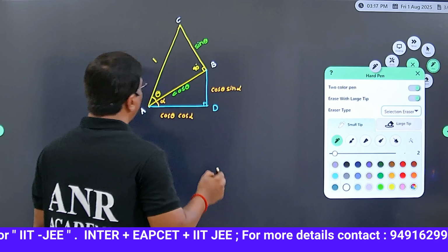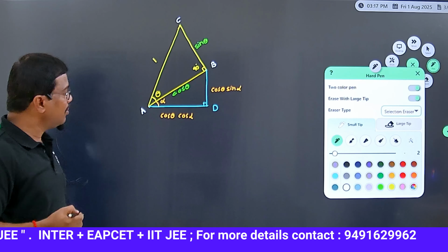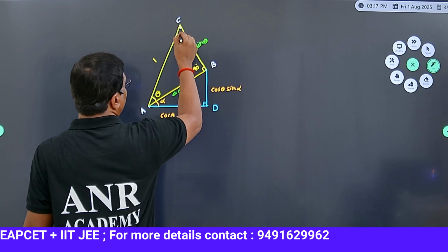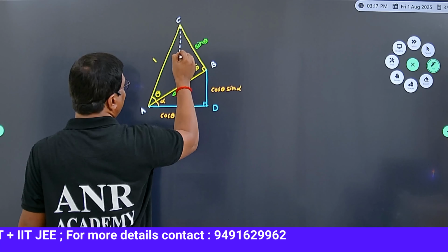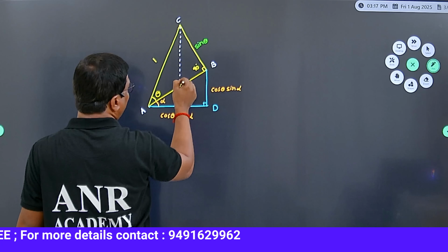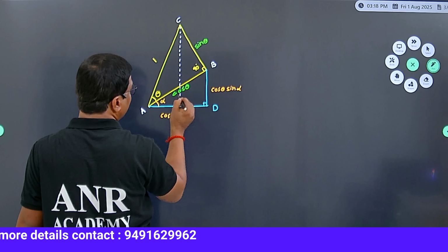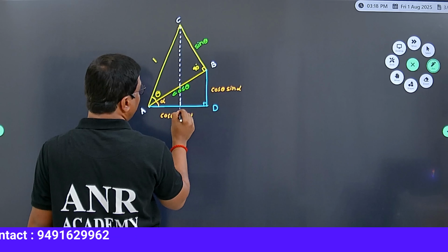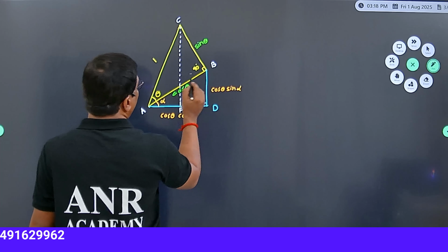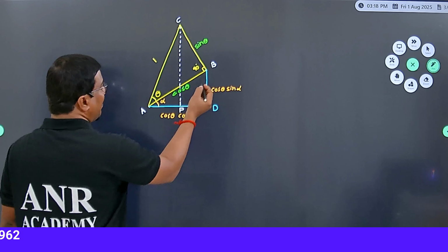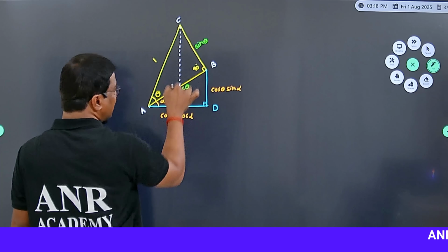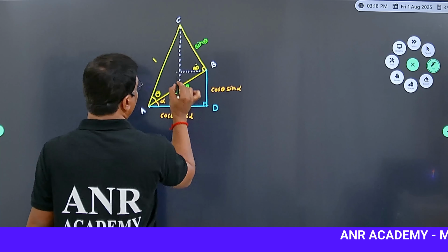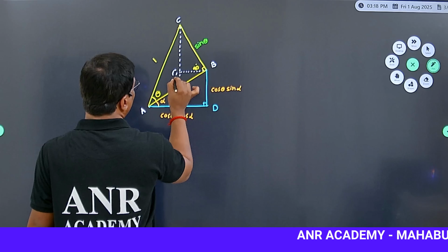Now let us drop a perpendicular from the point C to AD. From C to AD, I am going to drop a perpendicular. Assume that this is some point P, and also drop a perpendicular from B to CP here. Assume that this is the point Q.